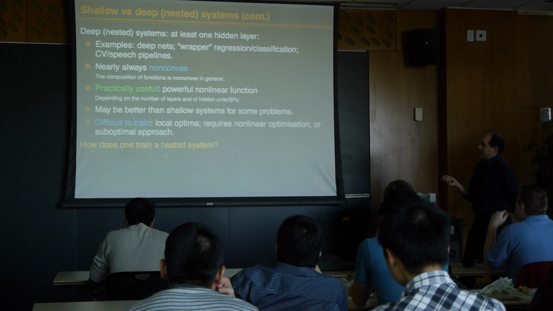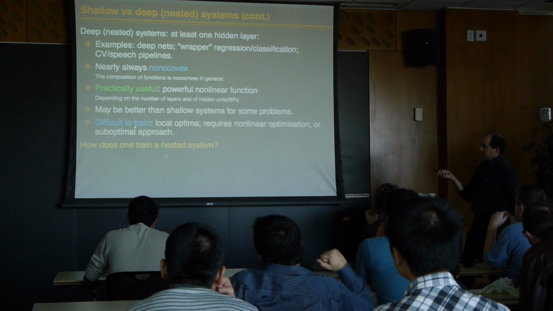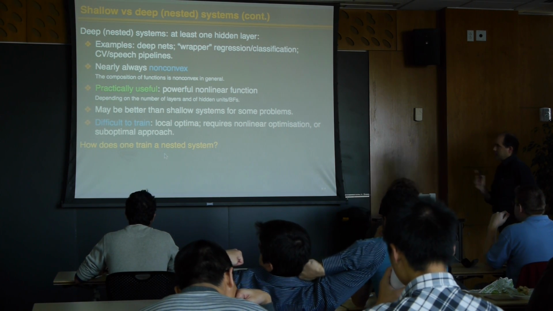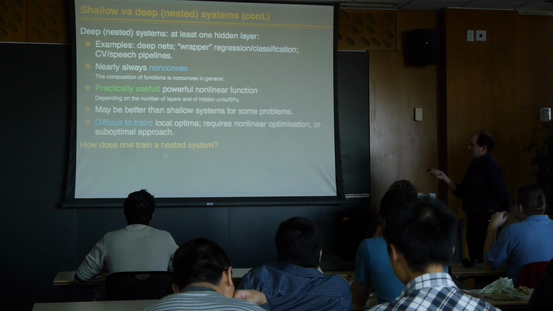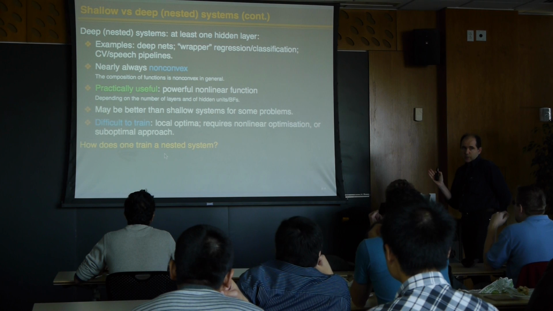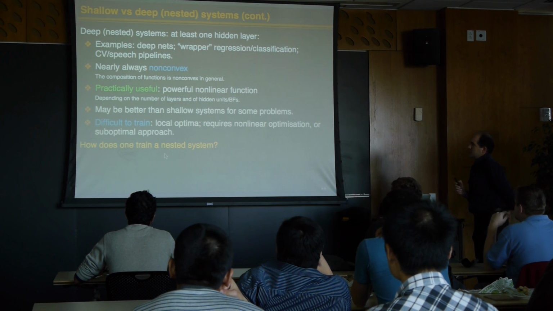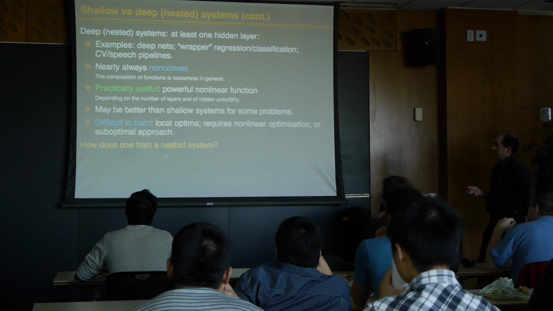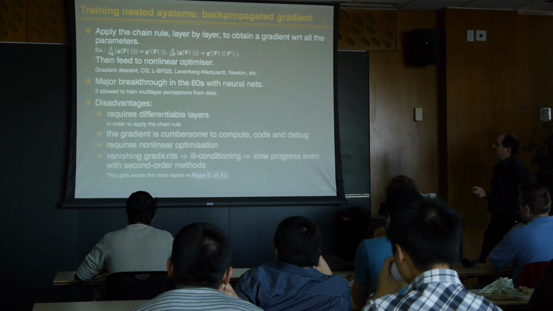But the big problem that they have is that they are difficult to train. Firstly, they have local optima. That's not something I'm going to talk about today, but it is a problem. And the other problem is that they require nonlinear optimization or some kind of suboptimal approach, and that's what I'm going to address today. So let's look at how one trains a nested system, how that is being done today.